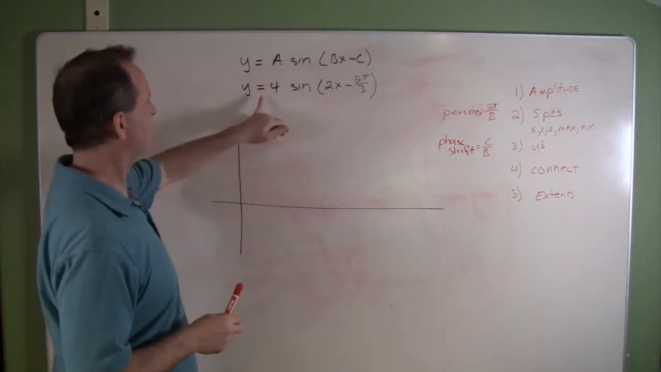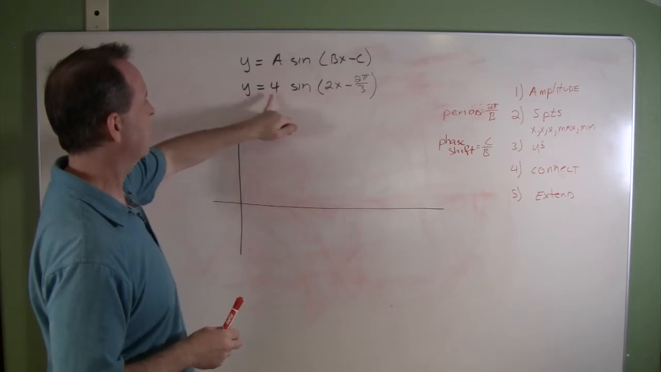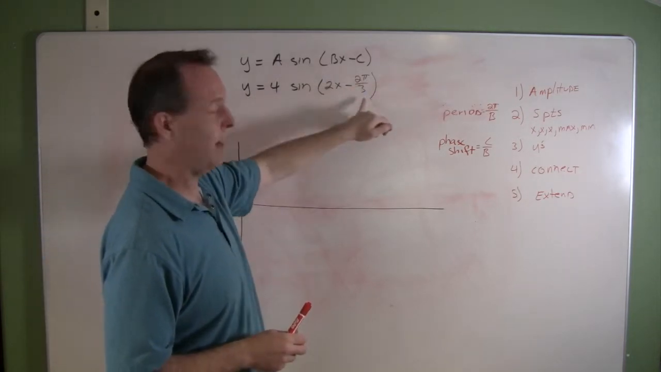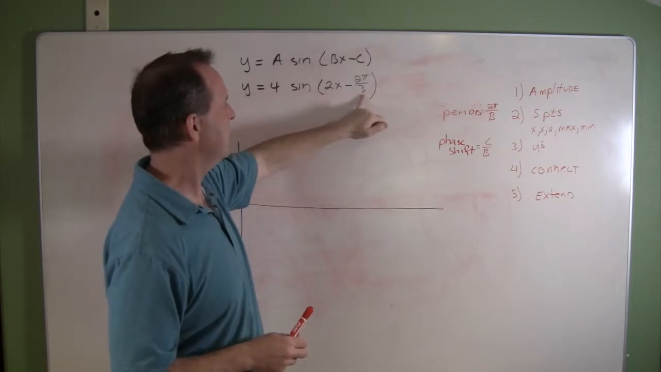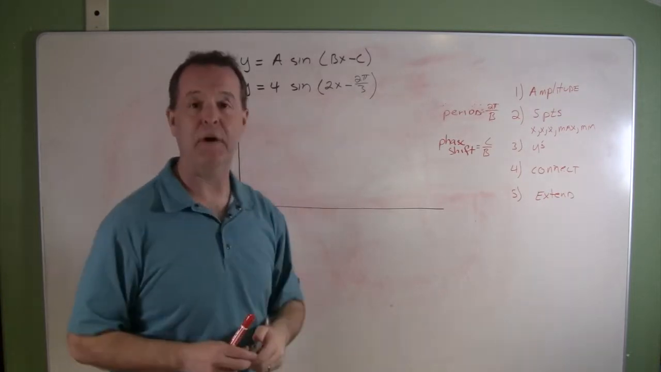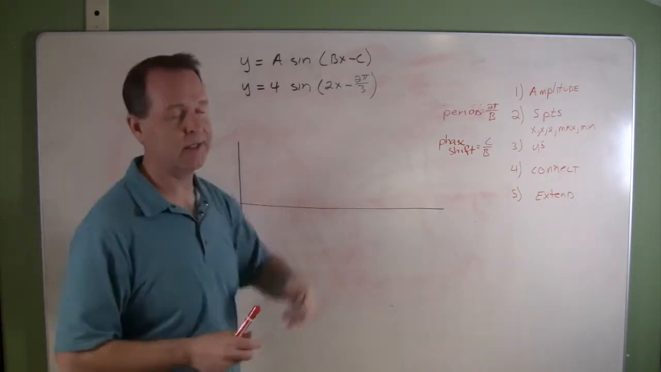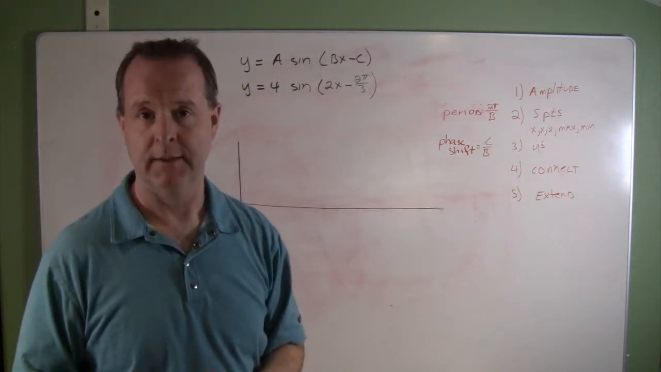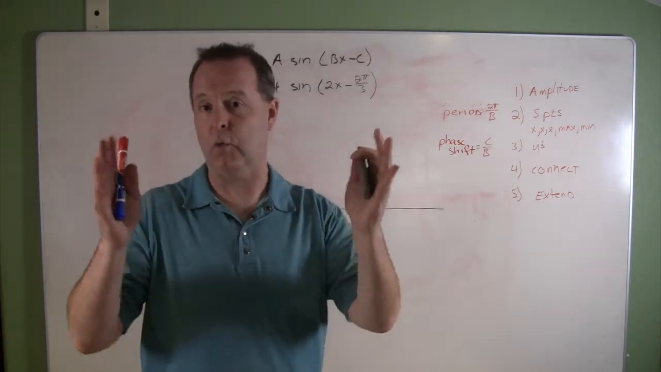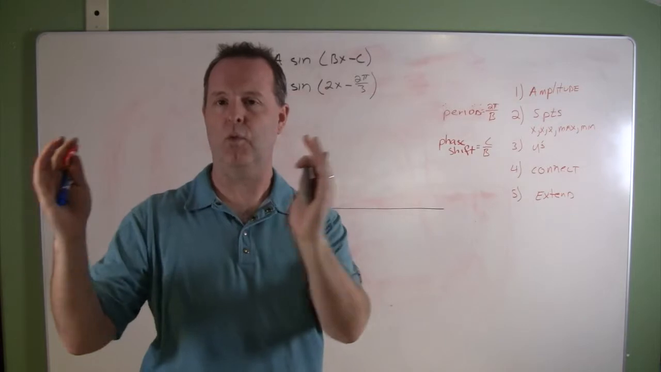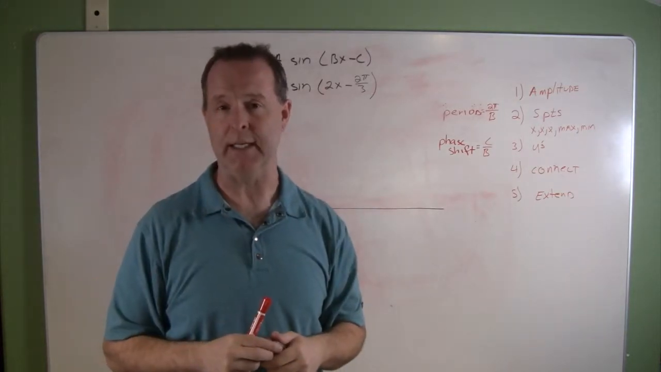So this new graph, I have y equals 4 sine of (2x minus 2 pi over 3). So we see this new little component inside the function that we have here. And this extra part right here is called a phase shift. So what we're going to do is take whatever graph we come up with, and shift it left or right depending on what that phase shift is.